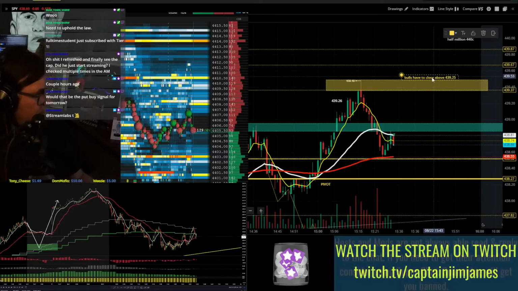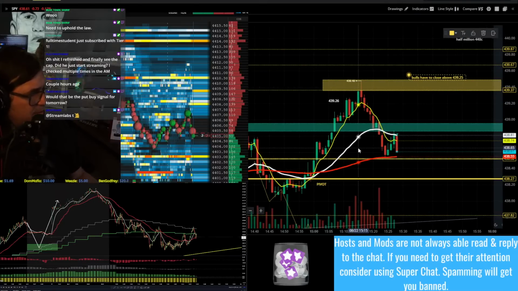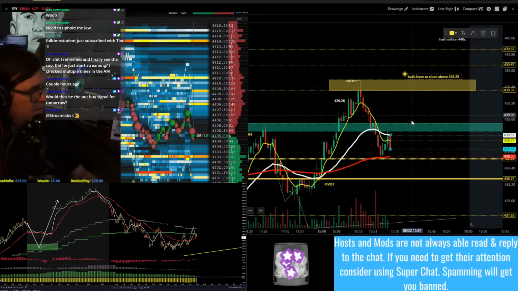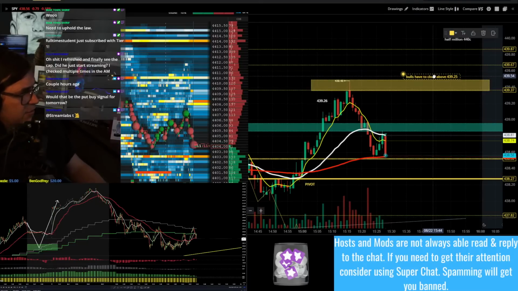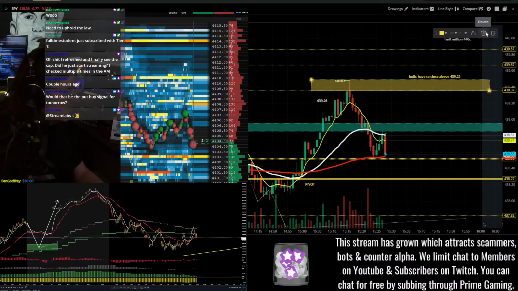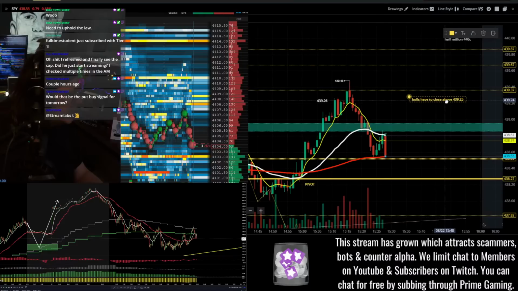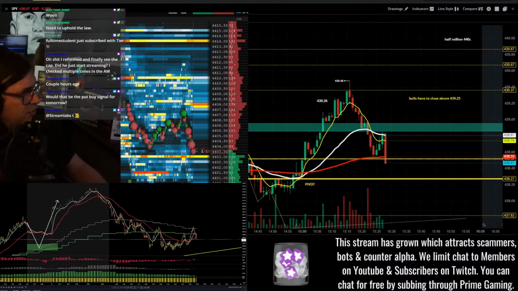So bulls, you have to close up here. If you don't, it's going to be nasty for you tomorrow. If you don't get this close here today, I'm not a fan of the bull case for the rest of the week. So just above this number right here. Get rid of that red box. 439.25 right here. So if you're a bull, you need to close.